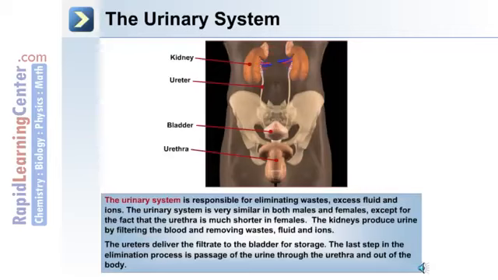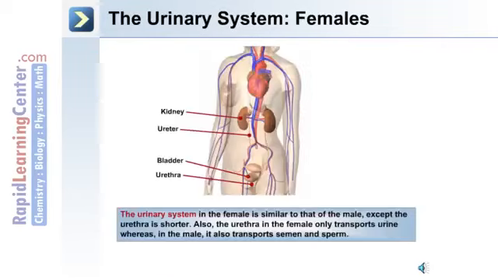The kidneys produce urine by filtering blood constantly. The ureters deliver the filtrate to the bladder for storage. The last step in the elimination process is passage of the urine through the urethra. As mentioned, the urinary system in females is similar except the urethra is shorter. Also, another key difference is that in the female, the urinary system only transports urine, whereas in the male, it also functions as part of the reproductive system by transporting semen and sperm.